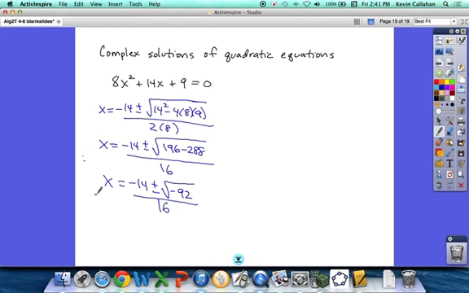Now, is 92 a perfect square? No. So does it have any factors that are perfect squares? 4. 4 times 23. So if I simplify the square root of negative 92, if I split that up into negative 4 times 23, then I can simplify the first square root, right? The square root of negative 4 is 2i, right? So this is 2i times the square root of 23. So that's what we're going to replace right there.